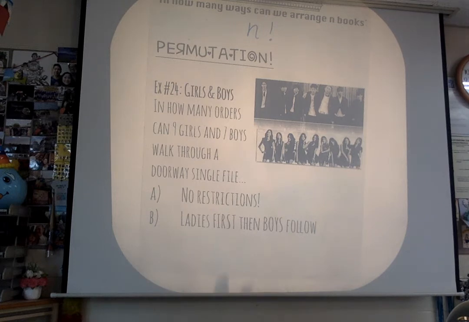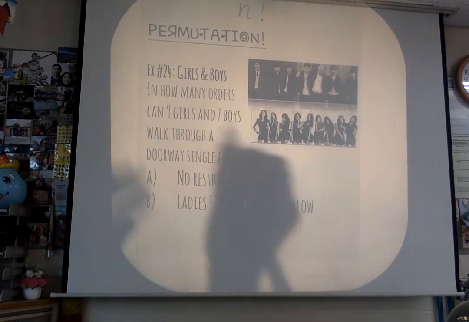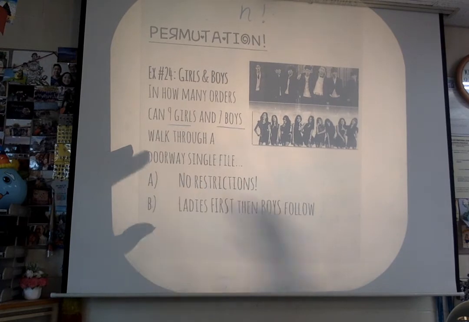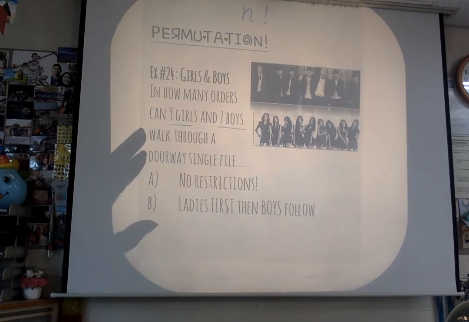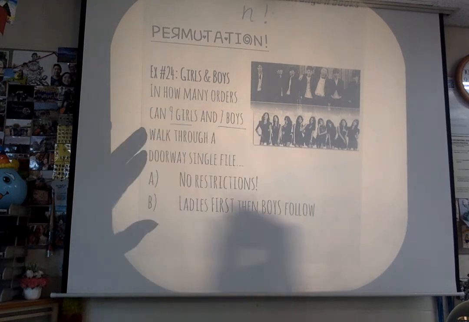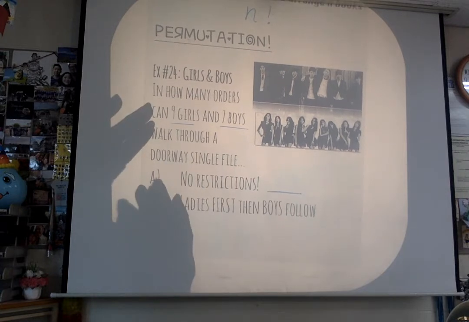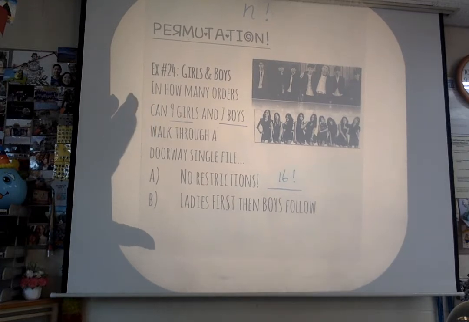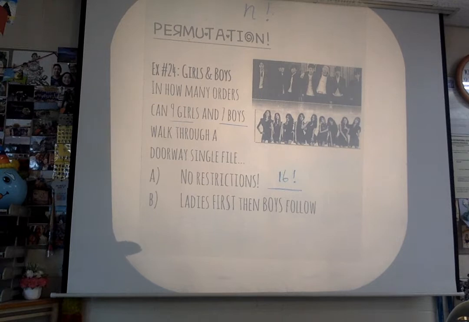Okay, let's think about this. Now, if I have no restrictions, I have 9 girls and 7 boys. If I have no restrictions in a single file and how they can walk through the door, right? It doesn't matter whether you're a boy or a girl. So they could all be mixed in together. So what do you think that answer is here? How many ways can they walk through a doorway single file? How many people are there total? 16. So 16 different ways. In fact, 16 factorial different ways. I mean 16!